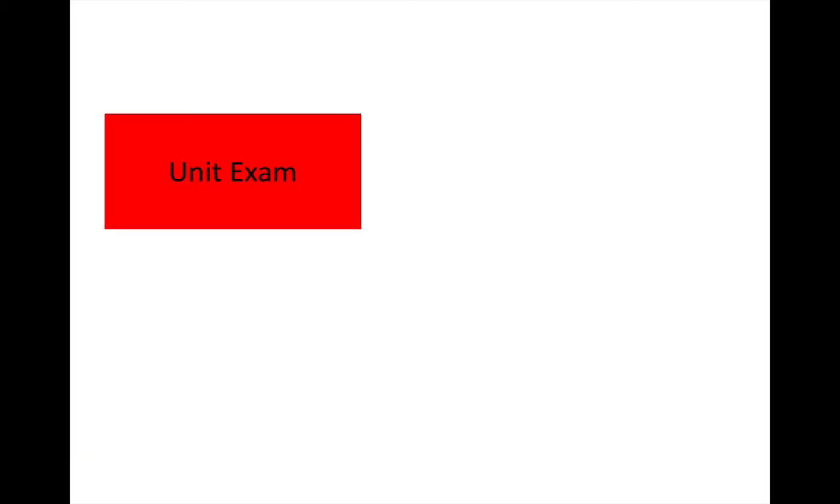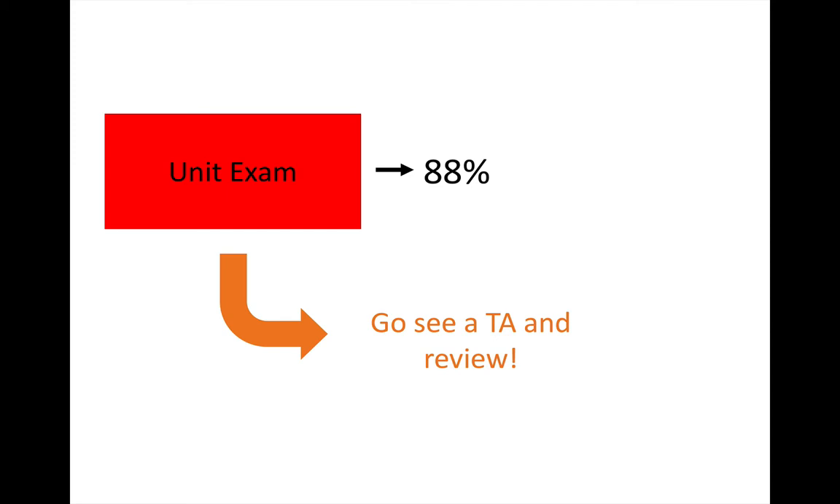Okay, so if we're looking at the whole structure, let's say you take the unit exam and you get an 88%, which is a respectable score, but let's say you're thinking, oh man, I wish I'd done a little bit better. Well, you have an opportunity to improve your learning, and this is where you should go see a TA during their office hours, and you're going to review the questions you got wrong.